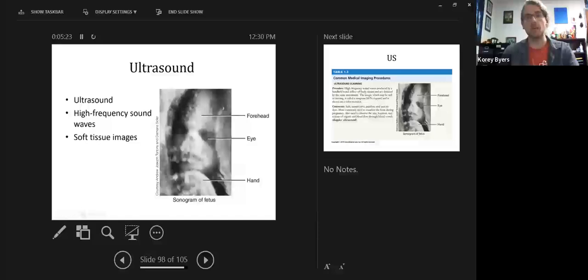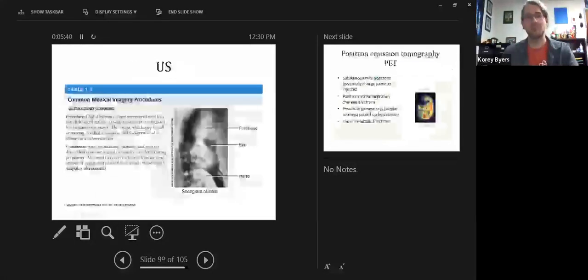Here's a sonogram of a fetus. Can you kind of see it? Maybe an eye, maybe. It's like a ghost or something. It's a little mouth, I don't know. Sometimes they're hard to see, but you get the idea. Forehead, eye, hand, ultrasound, sound waves, soft tissue.